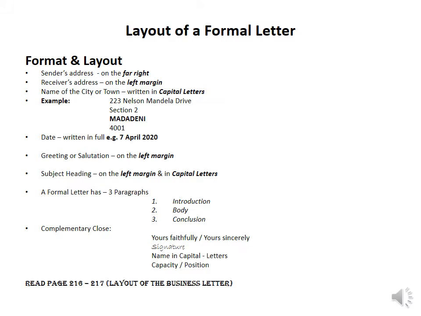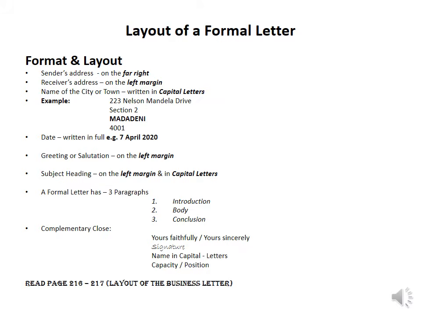Greeting or salutation must be on the left margin of your answer script or of your paper. Your subject heading must also be written on the left margin and be written in capital letters. The layout of a formal letter or business letter has got 3 paragraphs, but if you've got more information to put in the body of your letter, you might have more than 3 paragraphs.